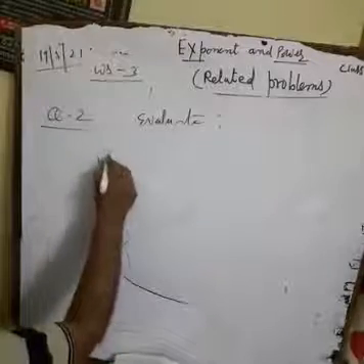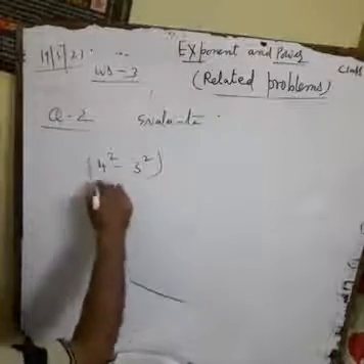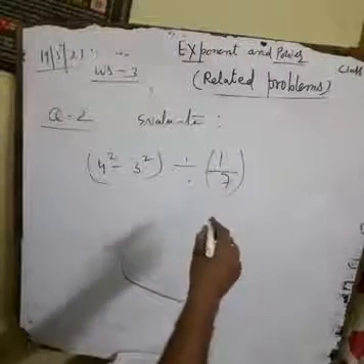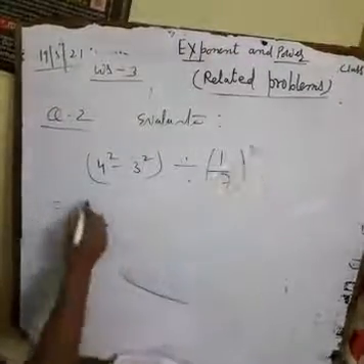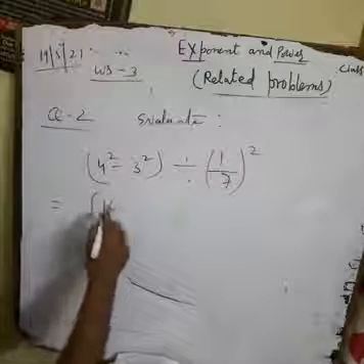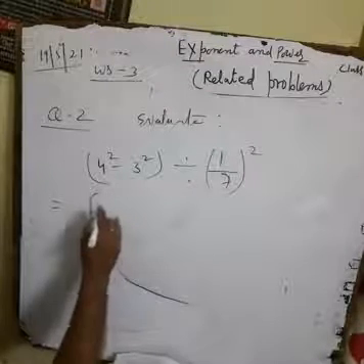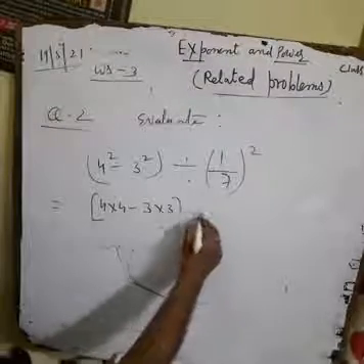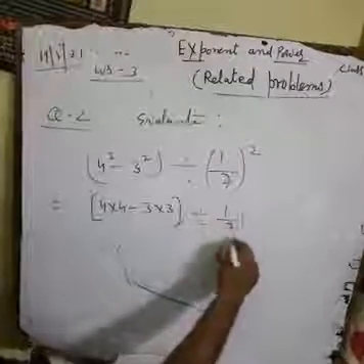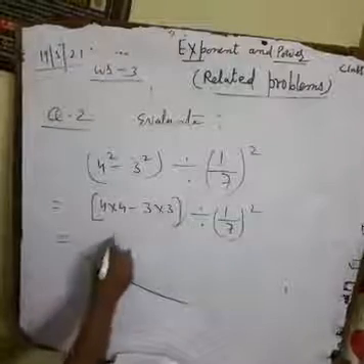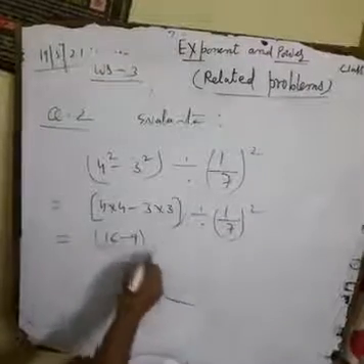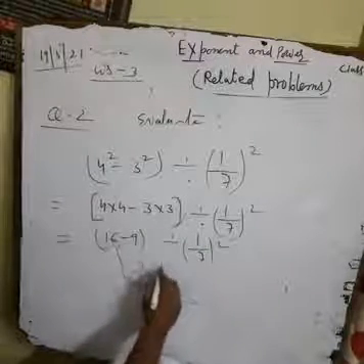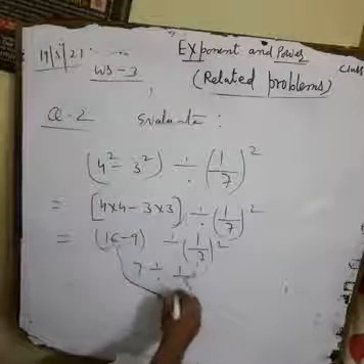And one more question. Last question: 4 square minus 3 square divided by 1 upon 7 to the power of 2. This is 4 square, this is 16. 4 into 4 is 16, and 3 into 3 is 9. So 16 minus 9 divided by 1 upon 7 to the power of 2. So 7 divided by 1 upon 7 to the power 2.